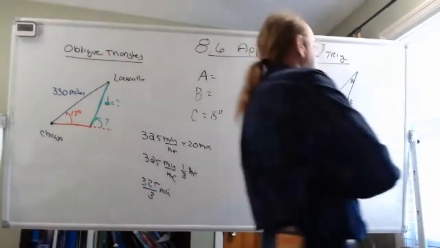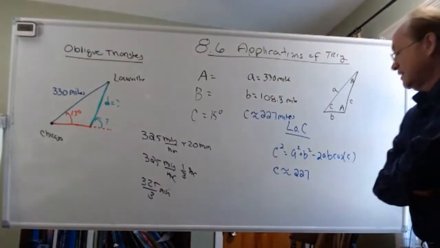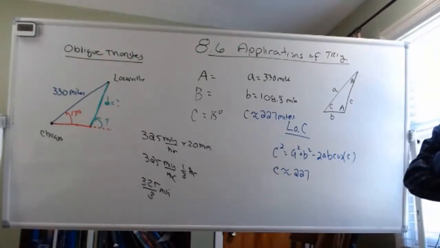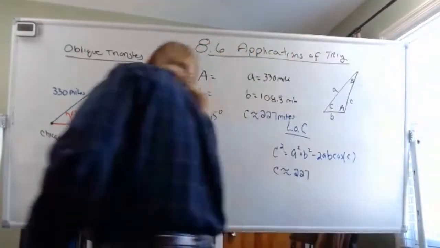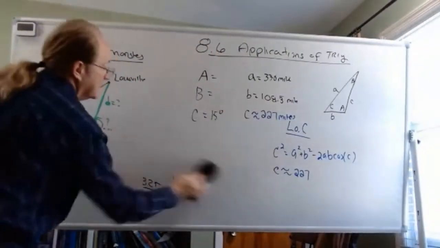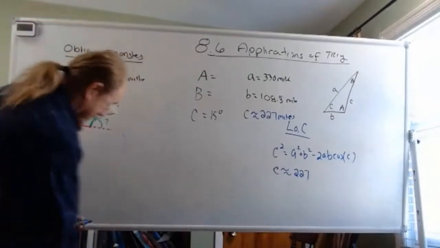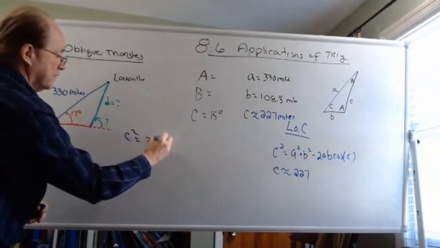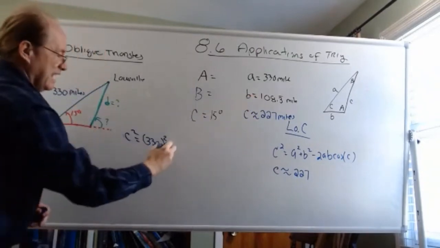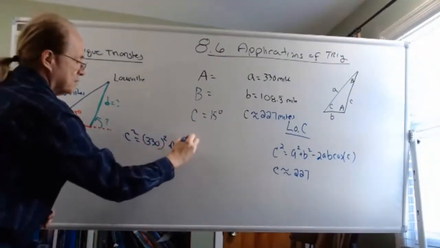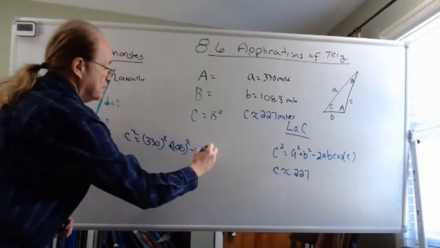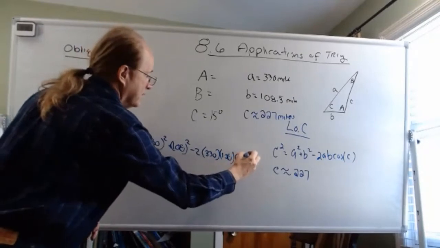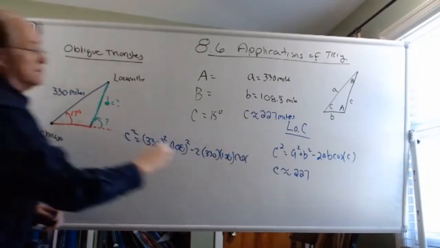Approximately. It could be off by a little bit. Does anyone want to see how I got 227 there? Okay, just plug everything in. So here is my c squared is equal to a squared, so I take 330 squared, plus 108 squared. I'll round this to 108, it's an approximation anyway. Minus 2 times 330 times 108 times the cosine of the angle 15 degrees.